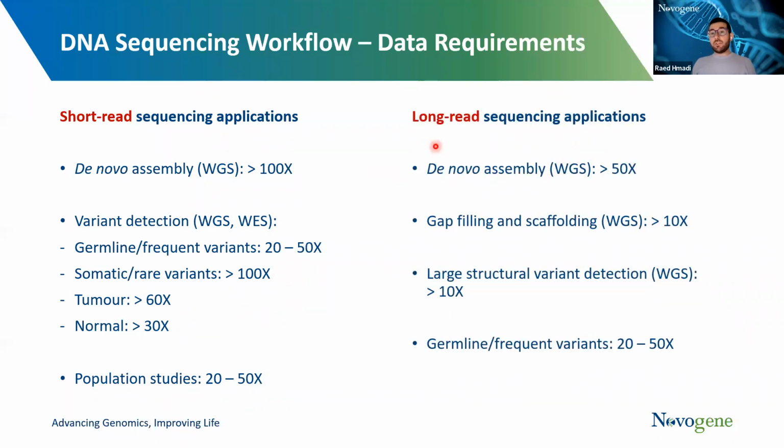On the other hand, for long-read sequencing applications, if you are interested in de novo genome assembly using whole genome sequencing, it is recommended to have at least 50x coverage. For gap filling and scaffolding and large structural variant detection with whole genome sequencing, it is recommended to have at least 10x of coverage. And finally, for germline or frequent variants, it is recommended to have something between 20 to 50x of coverage.